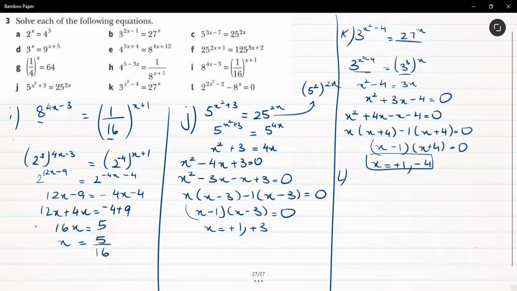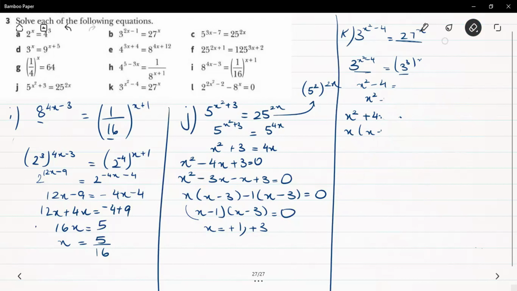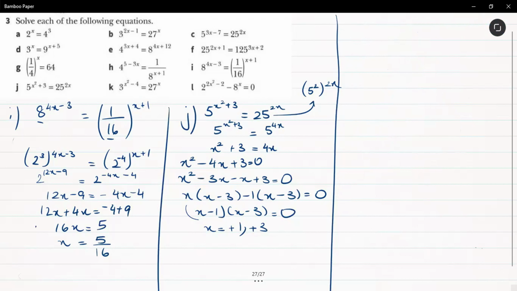I don't know if we can solve it in this space. We'll try it out. 2x squared minus 2. In fact, let me just erase part K as a whole. Okay, I have more working space. Just for this last part, then we'll wrap up this lecture and we'll continue the rest tomorrow. So we have 2 raised to the power 2x squared minus 2, minus 8 to the power x is equal to 0.